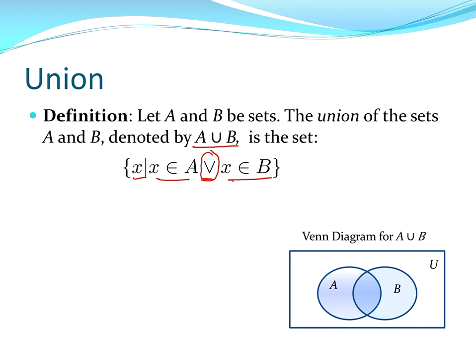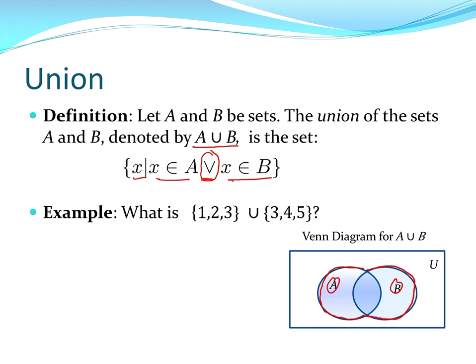We have a Venn diagram here that shows two sets with a little bit of overlapping, set A and set B, and their union would be the boundary that they make with the remainder of the universal set. Here's an example. What is the union of these two sets? 1, 2, 3 union with 3, 4, 5. Well, it'll be the set containing 1, 2, 3, 4, and 5.